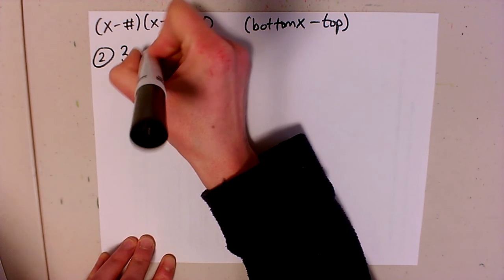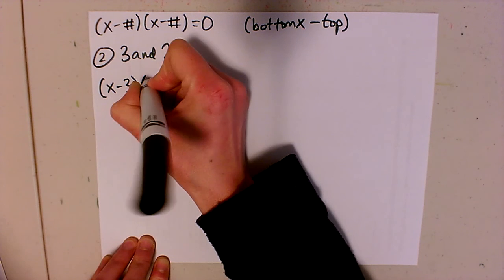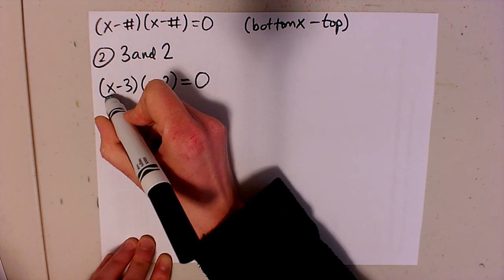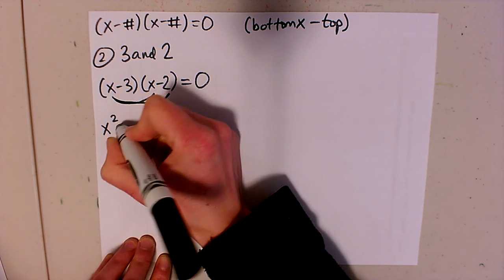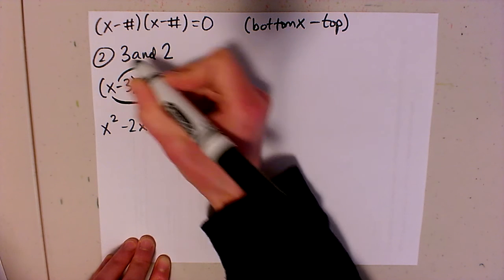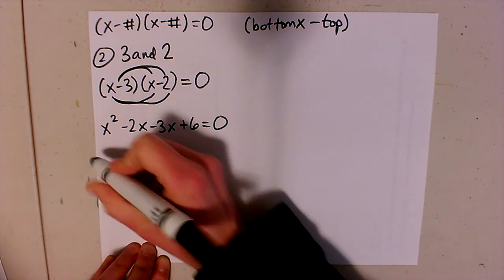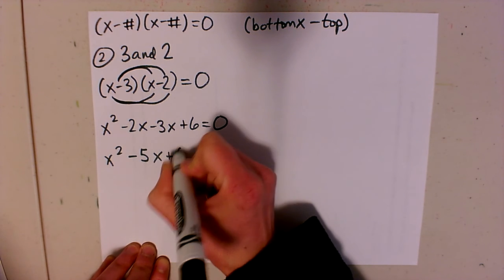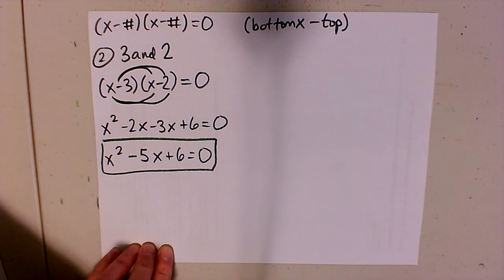So for number 2, our two possible solutions are 3 and 2. So that would give us x minus 3 times x minus 2. Okay, and multiplying that we get 0. So we FOIL this. So my first, x times x is x squared. My outers, x times negative 2 is negative 2x. My inners, negative 3 times x is negative 3x. And then my last, negative 3 times negative 2, that's positive 6, 0. So we simplify this. X squared, combine these terms in the middle. That'll give me a negative 5x plus 6 is 0. That's our answer, and we're all done.